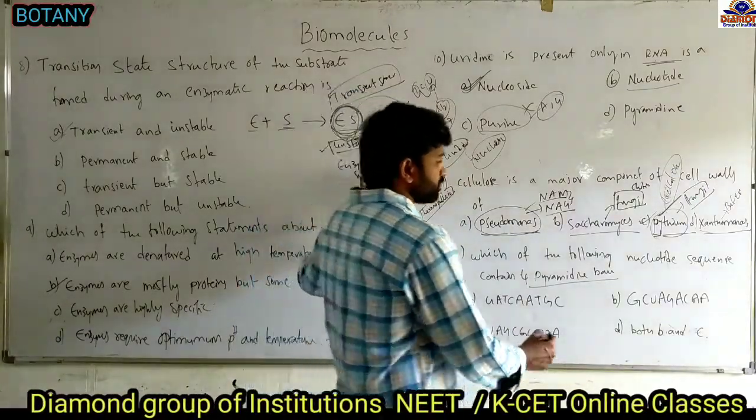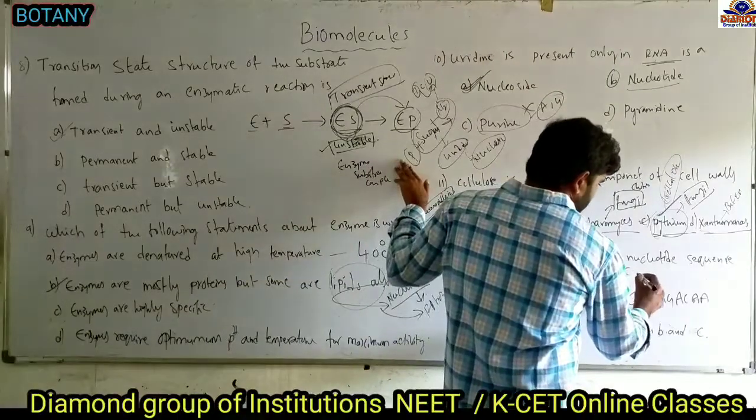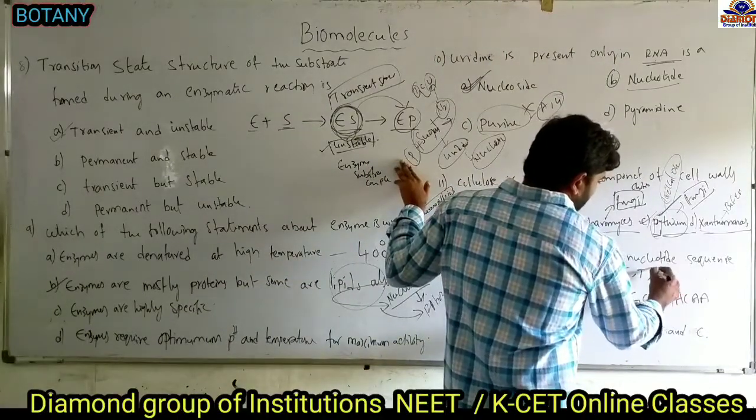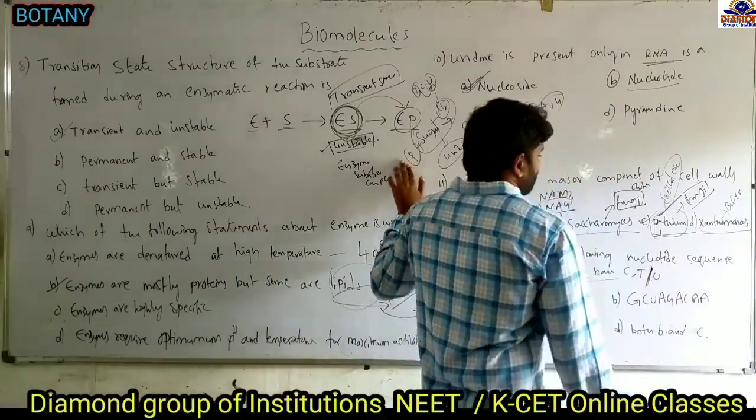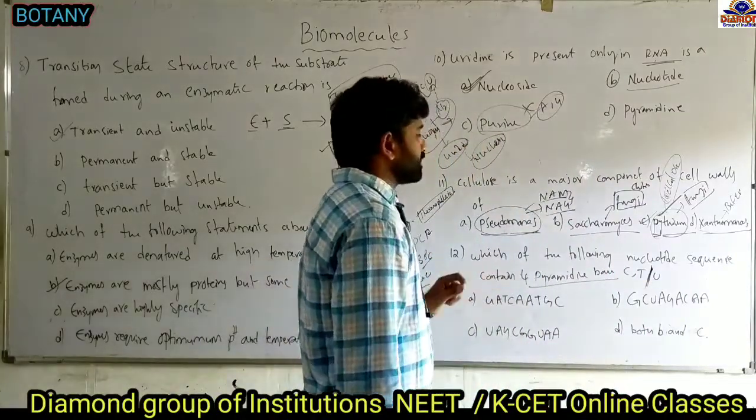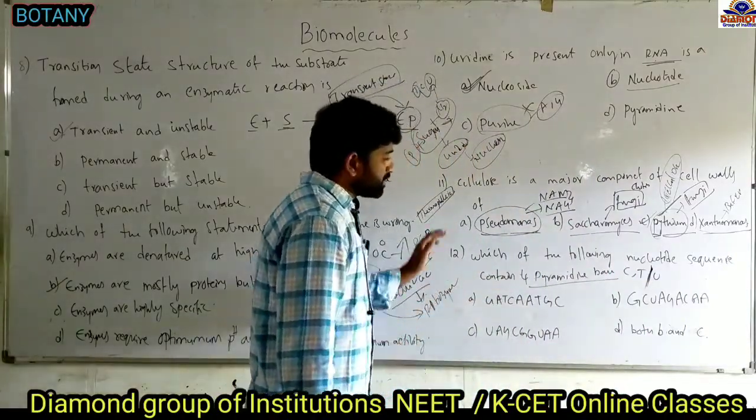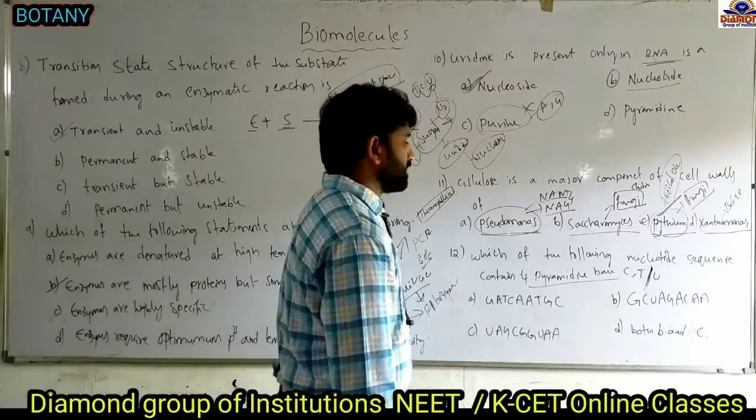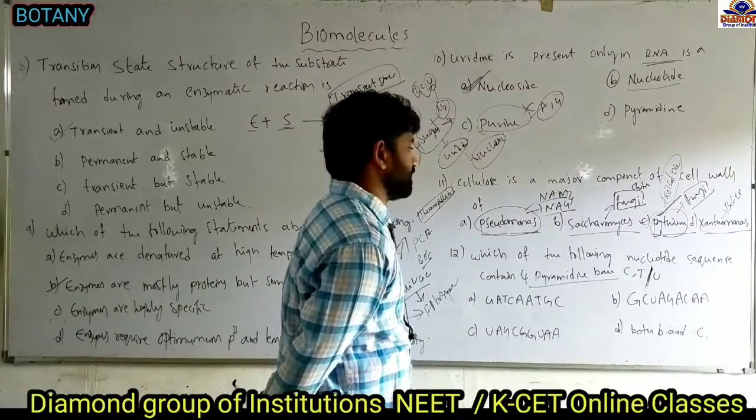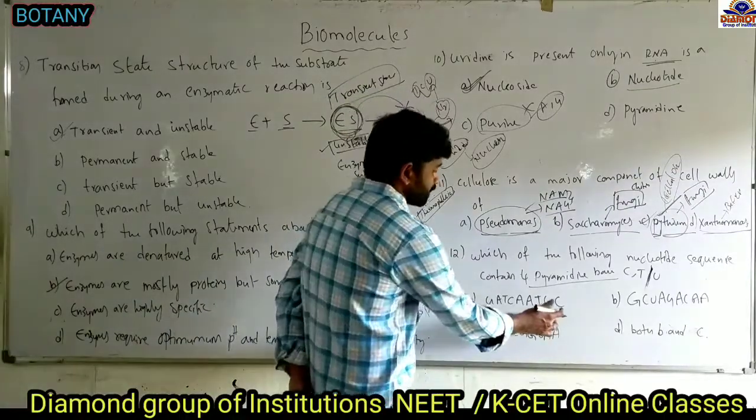Pyrimidines belong to cytosine, thymine, and uracil. So out of the given nucleotide sequences, which contain all 4 pyrimidine bases only? Now you see the options here.